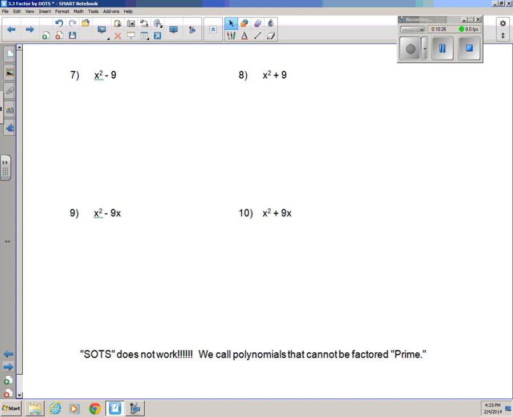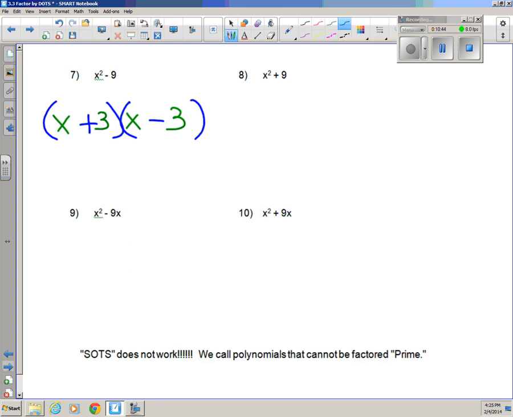Number 7, difference of two squares? Absolutely. So I can take my two parentheses, 1 plus, 1 minus, x squared, square root, x and x, 9, square root, 3 and 3. Number 8, difference of two squares? No, this happens to be the sum of two squares.